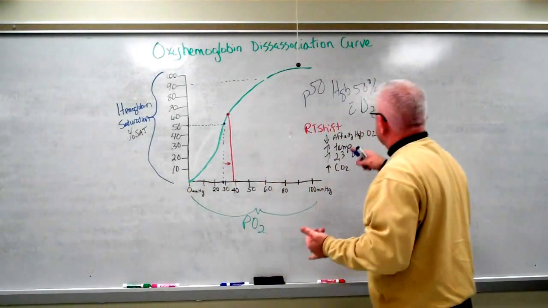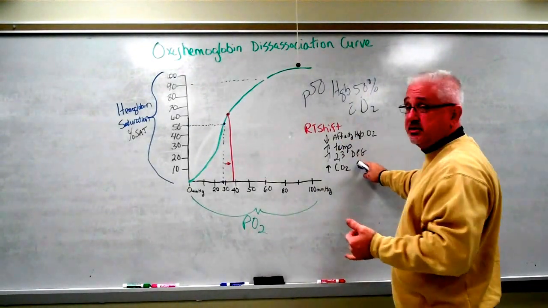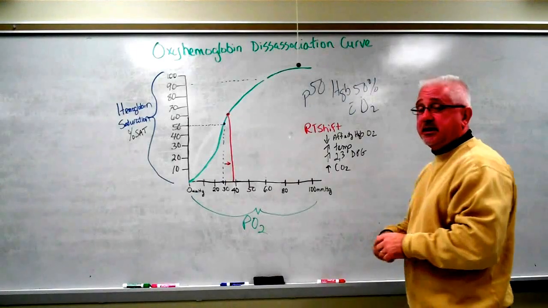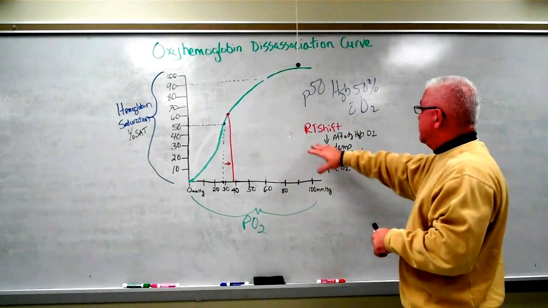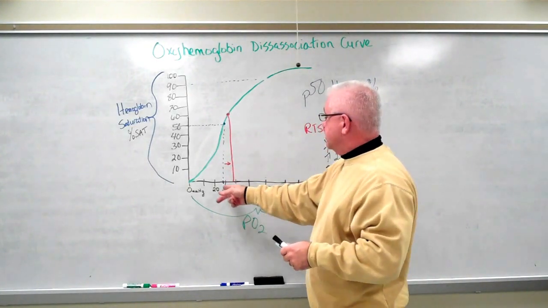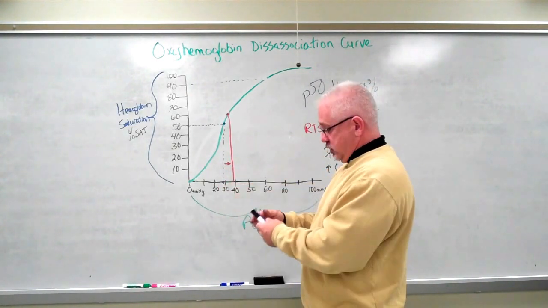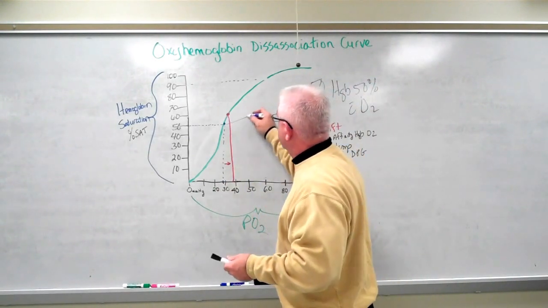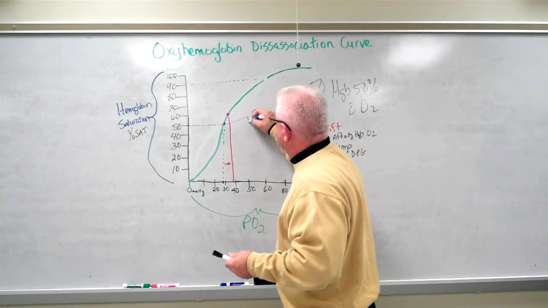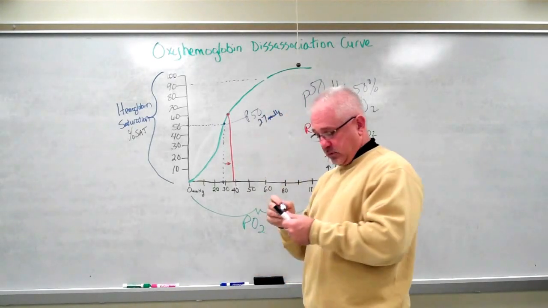We're looking at temperature, metabolism. We're looking at 2,3-DPG. We're looking at increased carbon dioxide. And this is a right shift. We were able to tell that by the P50, because we know that the normal P50 is approximately 27 millimeters of mercury. Okay?